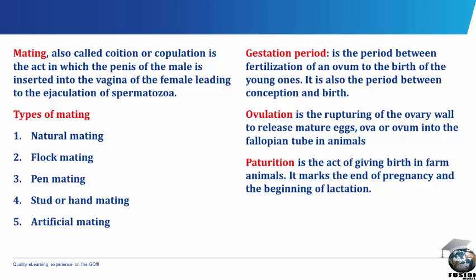What is gestation period? Gestation period is the period between fertilization of an ovum to the birth of the young ones. It is also the period between conception and birth. That is, that period when the female animal conceives, between that period of conception and the period when the female animal gives birth is known as the gestation period.